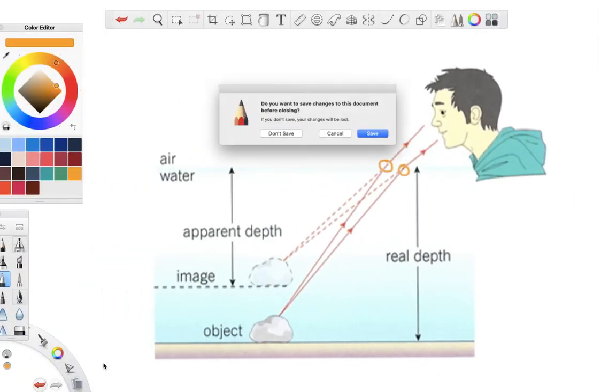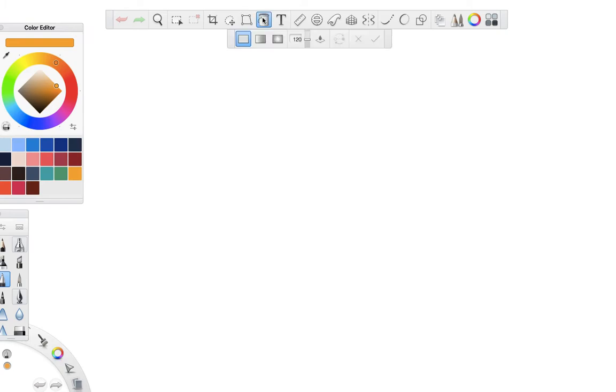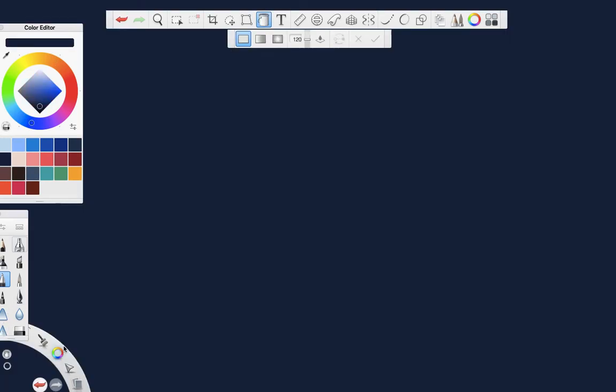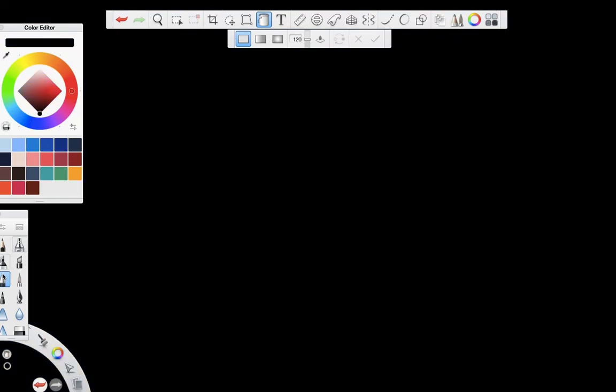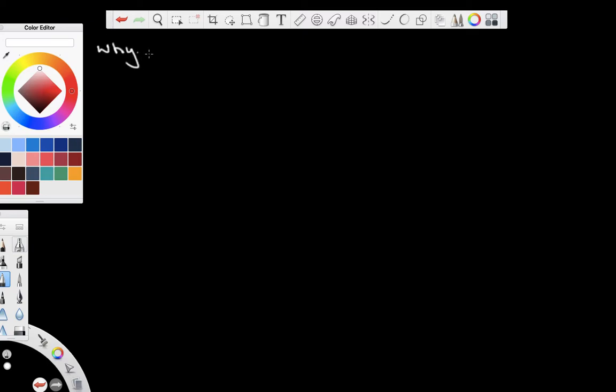So if we can just clear our board, if we can make everything black again, because that's not black, that's blue. Make everything black again so that it's easy to see what I'm writing. And we can put the subheading, why does light change direction?